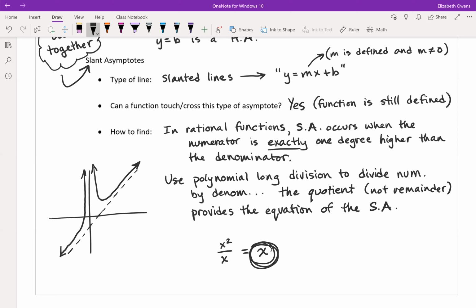And we want the result to be linear because we want to have a slanted line equation for this asymptote. So yeah, that's probably a little overly simplified example, but that's the idea of why numerator has to be 1 degree higher. Okay, so yeah, in the next video, we'll do some examples of these.